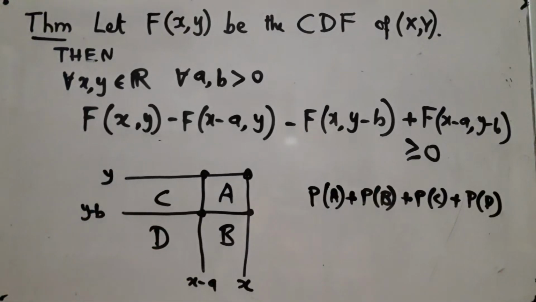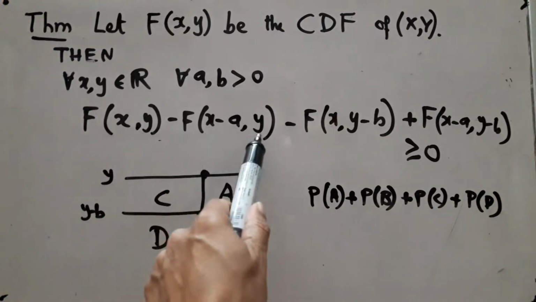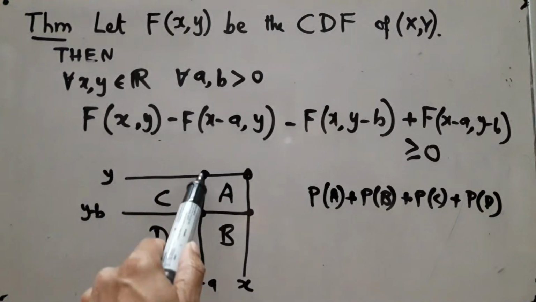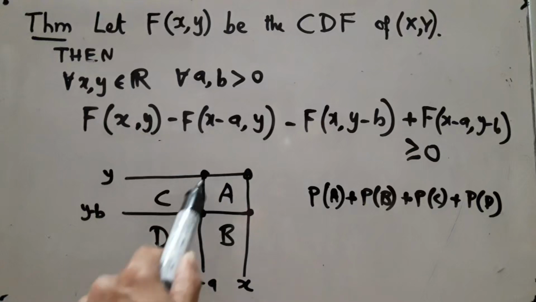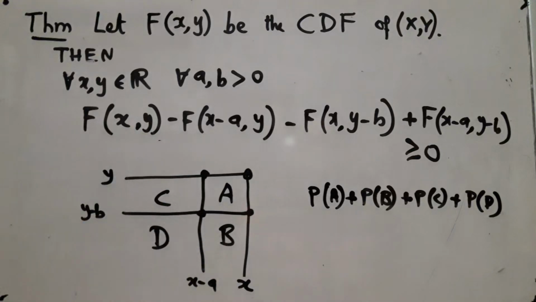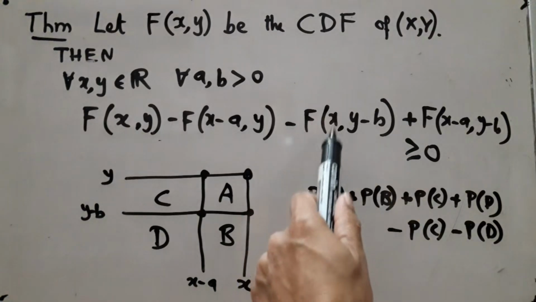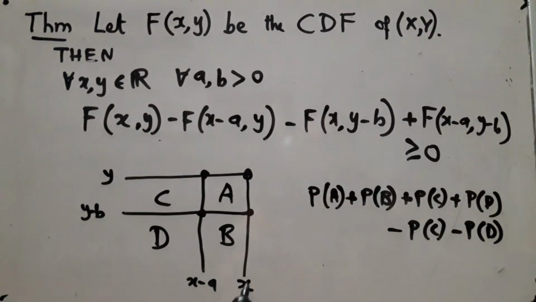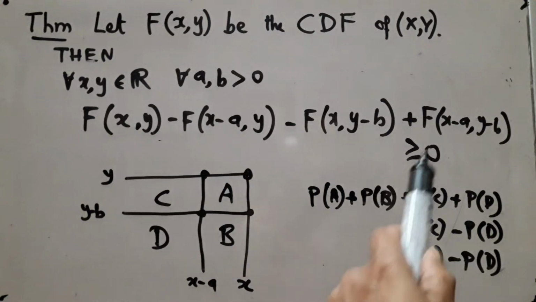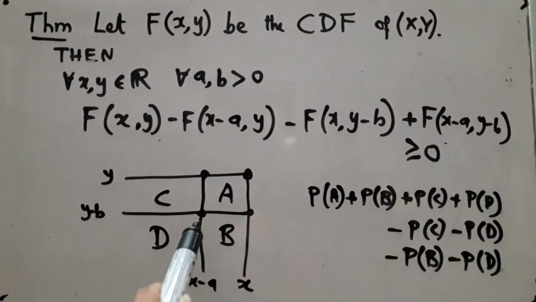From this I am subtracting F(x minus a, y). So I am subtracting this part, C and D. Then I am further subtracting this part, F(x, y minus b). So this part, D and B. And finally I am adding F(x minus a, y minus b), that is this point, so adding D.